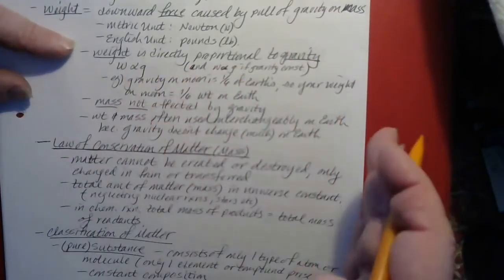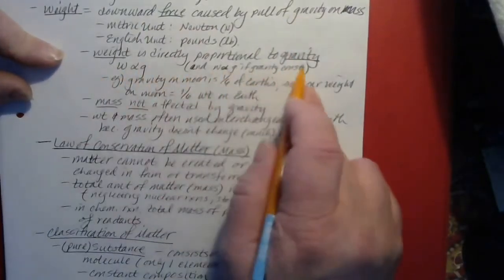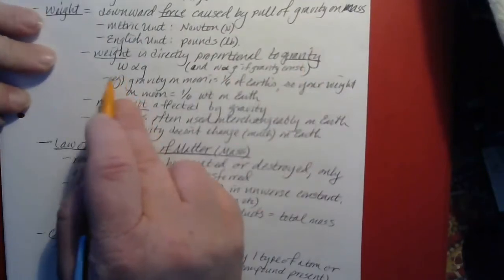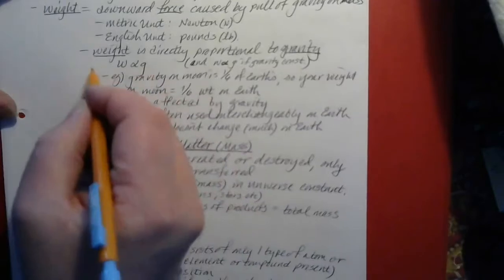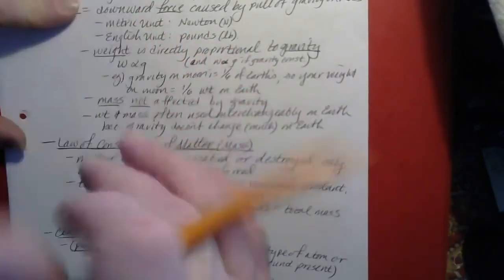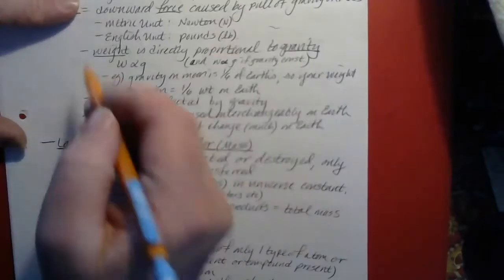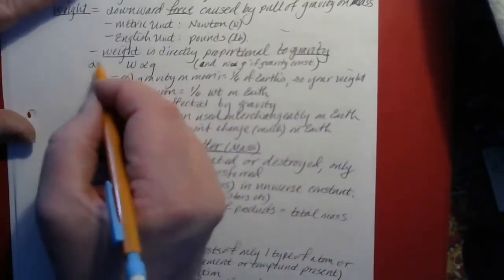Weight changes with gravity because it's a force that's caused by gravity. So weight is directly proportional to gravity, assuming the mass doesn't change. And the way we write that mathematically is W, and then the Greek letter alpha, G. The Greek letter alpha is the letter that eventually developed into the English A, or the Roman A, actually, which we use today. And when it's printed, it often looks something more like this than the way I draw it.